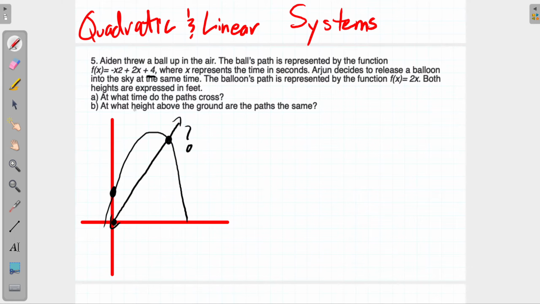Okay, since x represents time in seconds, this is the time, and the y-axis represents our height. So the very first question is asking at what time and at what height above the ground are the paths the same. So essentially, what's the point of intersection? One is asking for the x, and this one's asking for the y coordinate of the point of intersection.